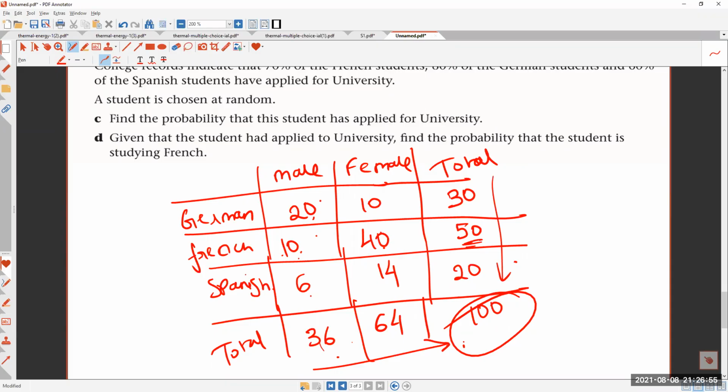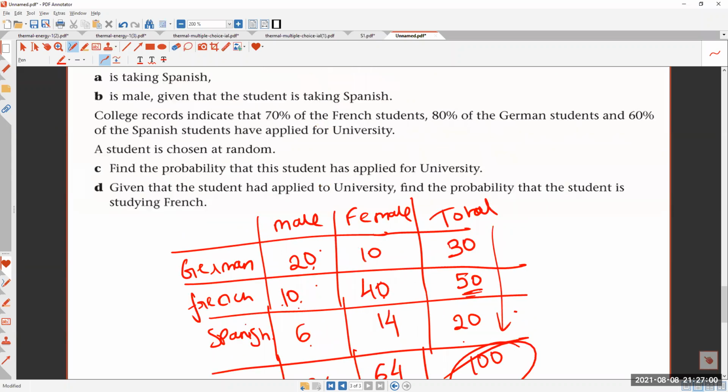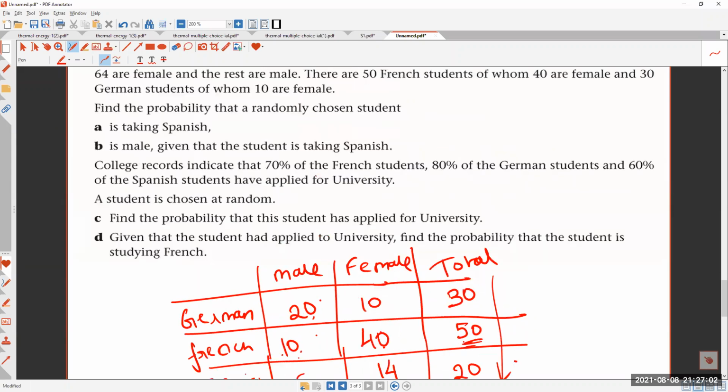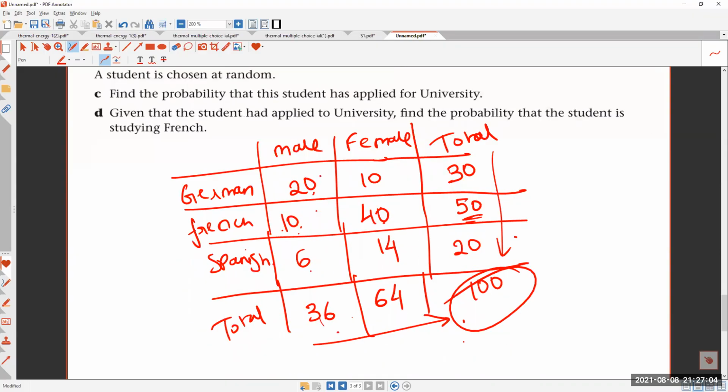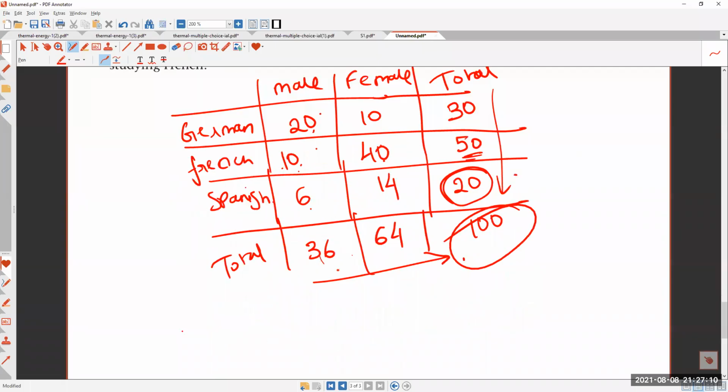Yes. Okay, now based on this data we have to answer our probability. How many of them are taking Spanish? It didn't say male or female, just that 20 are taking Spanish. So 20 divided by 100, because the total is 100. For the first part, 20 divided by 100 are taking Spanish, that is 0.2. Understand?